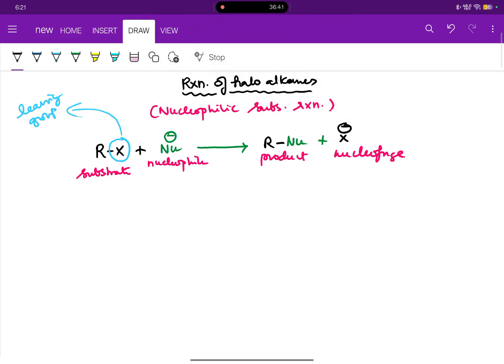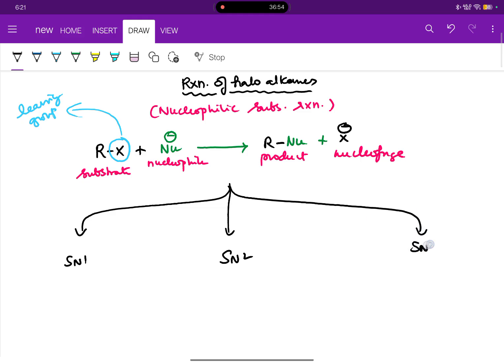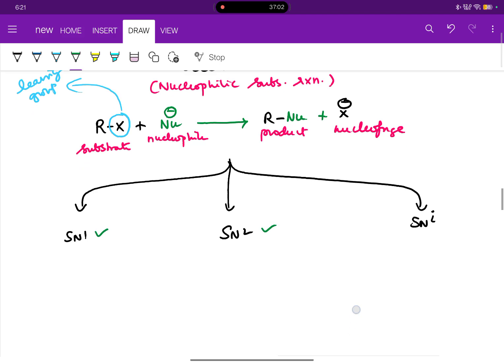What are the two types of nucleophilic reaction? Number 1, SN1 mechanism. Number 2, SN2 mechanism. Number 3, SNi mechanism. In CBSE you don't have the SNi mechanism, so we will see only SN1 and SN2. Okay.